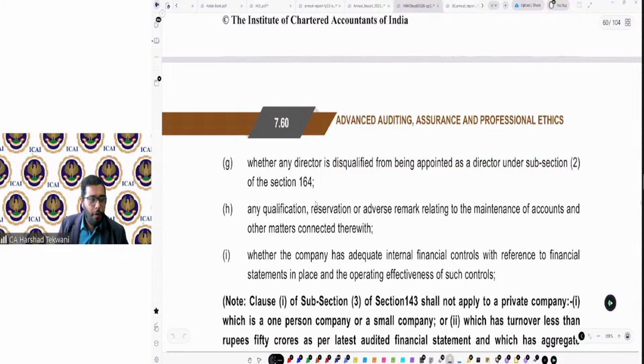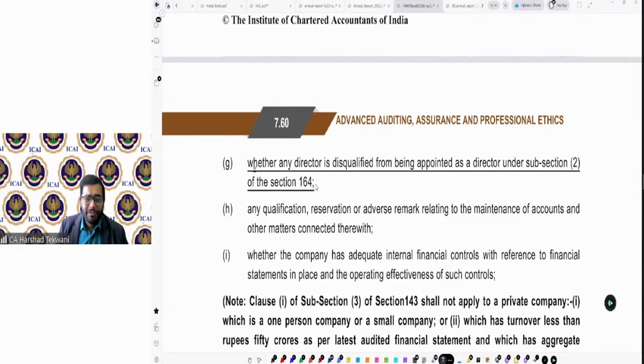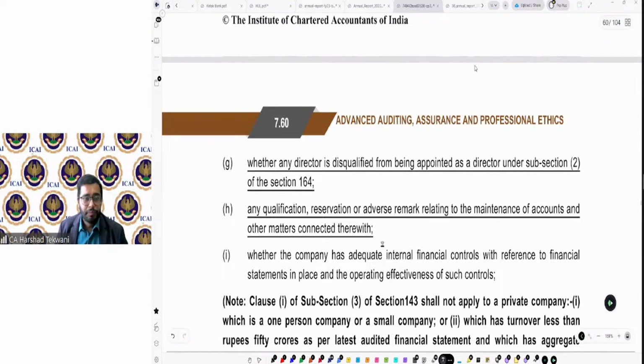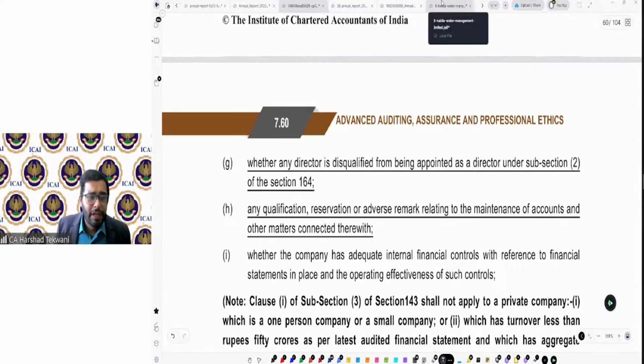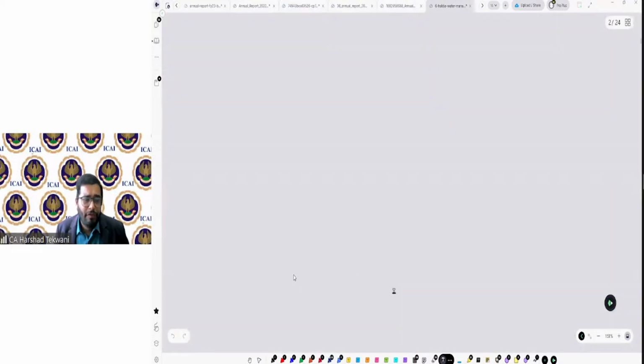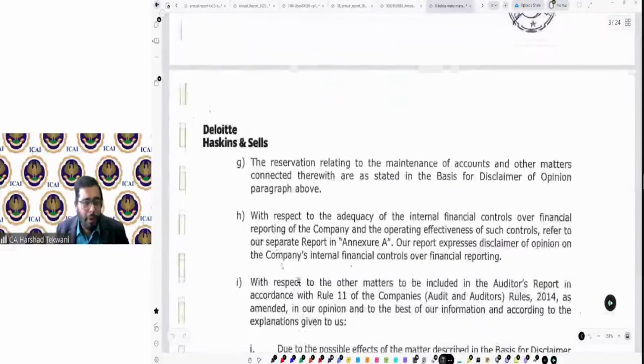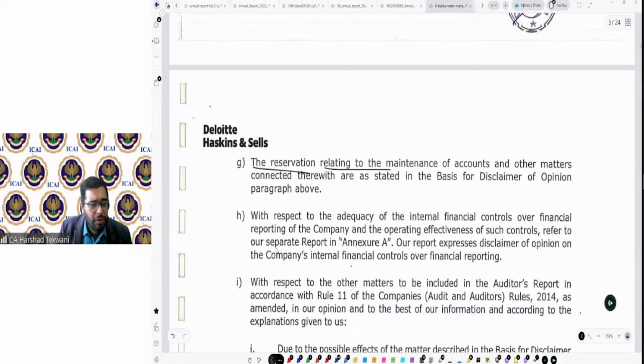Okay. Whether any director is disqualified from being appointed as a director under sub-section 2 of section 164. If yes, then it is required to be reported. Any qualification, reservation, or adverse remark relating to the maintenance of accounts and other matters connected therewith. In a normal report, you will not identify this. But in case of a disclaimer of opinion, you will find this one: that reservations relating to the maintenance of books of accounts and other matters connected therewith are stated in the basis of disclaimer of opinion paragraph above.